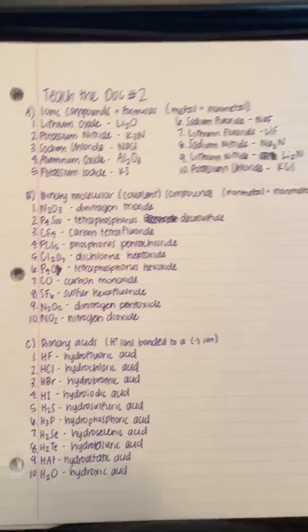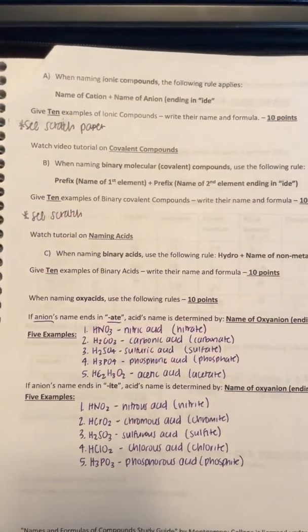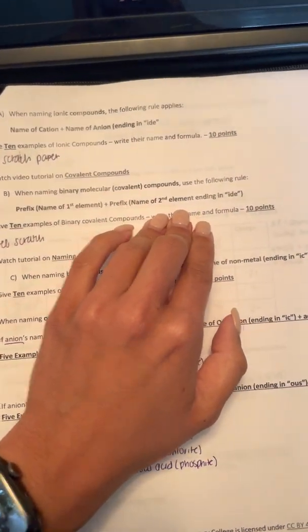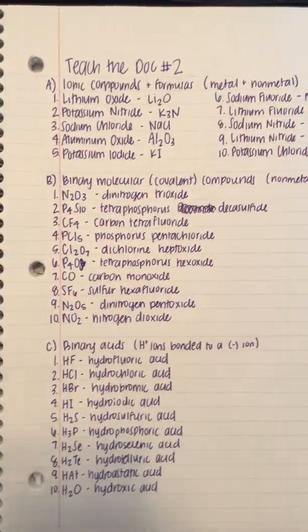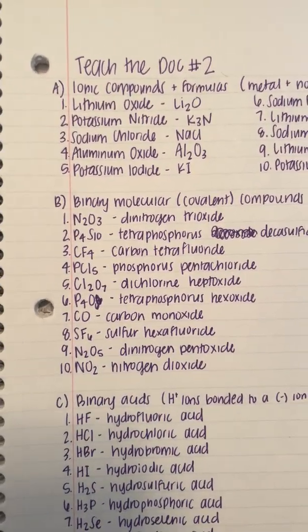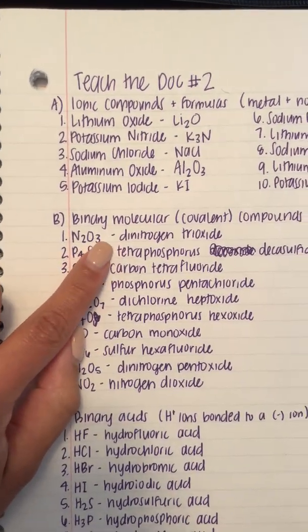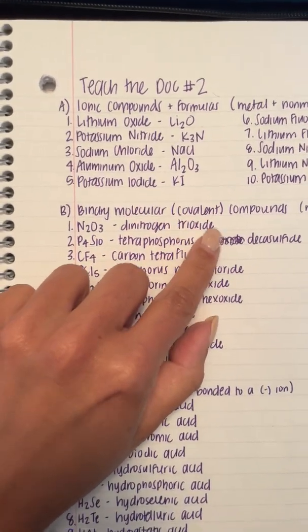And then we have for B, we are going to name binary, molecular, or covalent compounds. So that's when your name is the name of your first element plus the name of your second element ending in "ide." And these are always a nonmetal plus a nonmetal, so they are covalent. For examples here, we have N2O3 or dinitrogen trioxide, di for the 2, tri for the 3. And then you always add ide at the end.